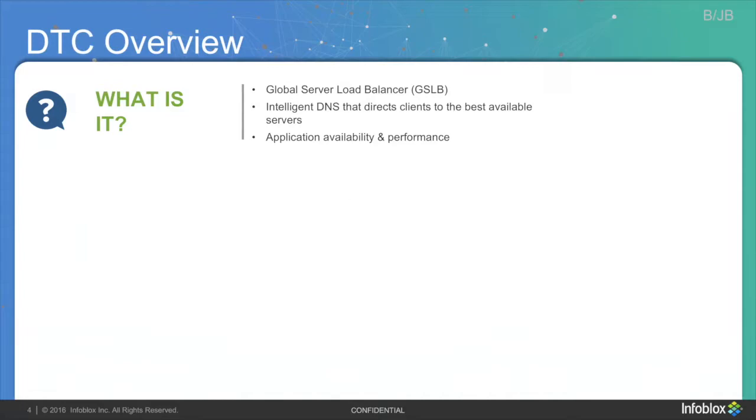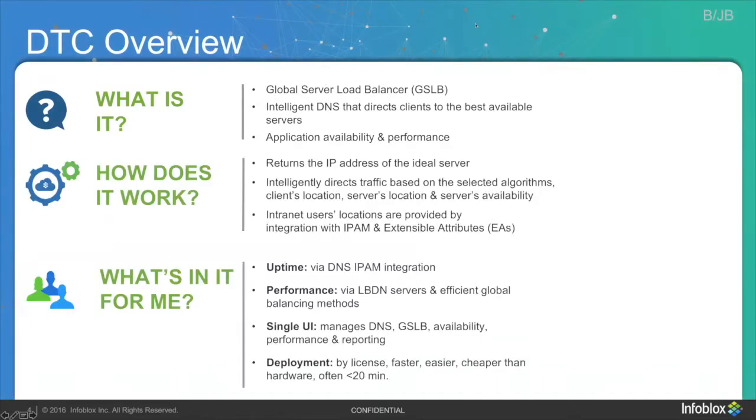Certainly, Bob. So folks, from a high level, DTC is basically a global server load balancer. We like to use the term intelligent DNS. So Joe, you were saying that really it's around load balancing and directing clients to the best available server for availability and performance. But can you go into a little more detail now about how it works?